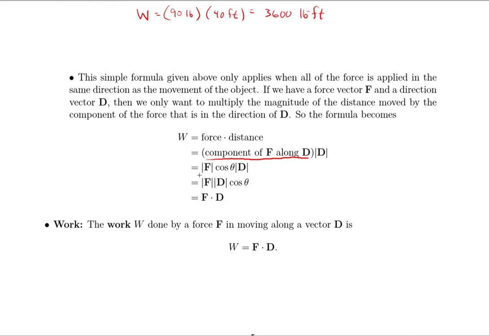And remember, we talked about that. If theta is the angle between them, then that's going to be the magnitude of the force times the cosine of theta, which rearranged is the magnitude of force, magnitude of distance times the cosine of theta, which we know is the dot product. So the more general way to talk about work is to say it's the dot product of your force and your distance vectors.